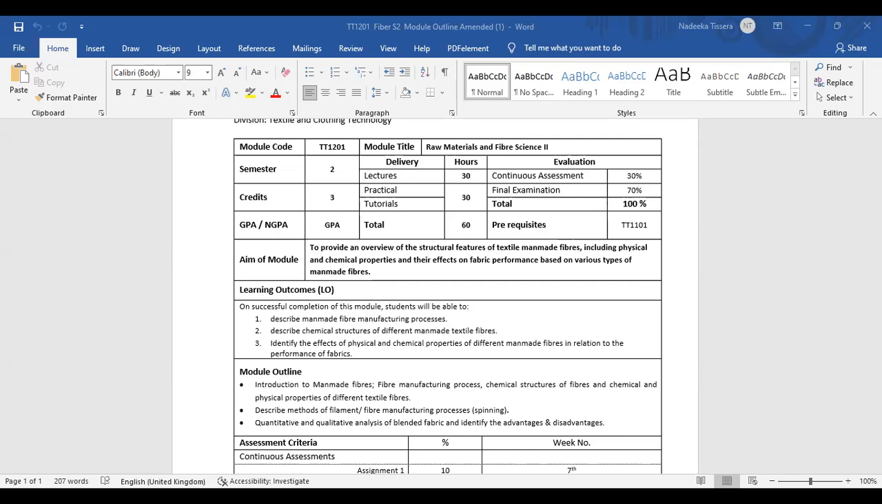Tell me one more physical property of a fiber. Index number 747. Luster. A luster is another physical property. Very good. How about the diameter? How about the length? Those are also physical properties.